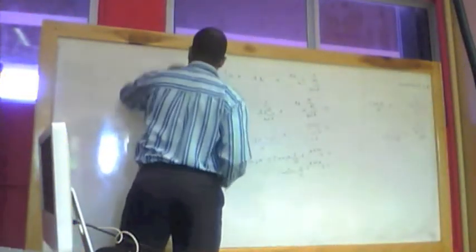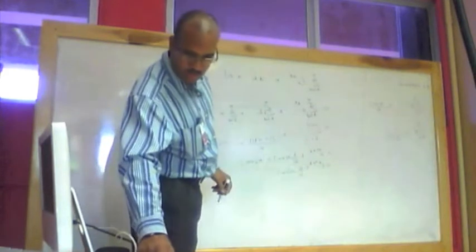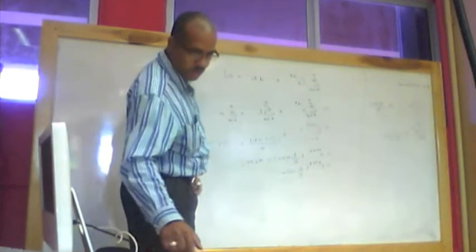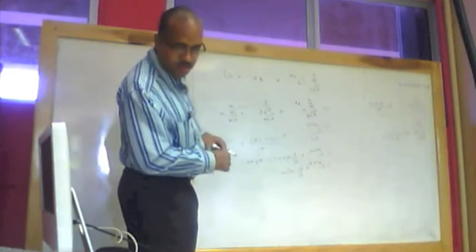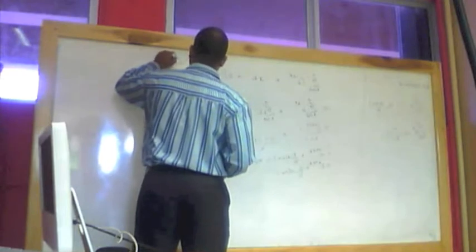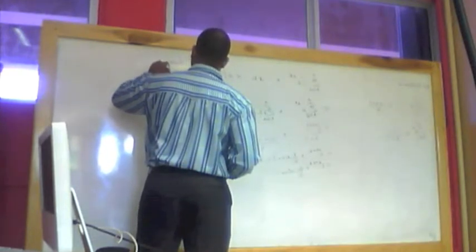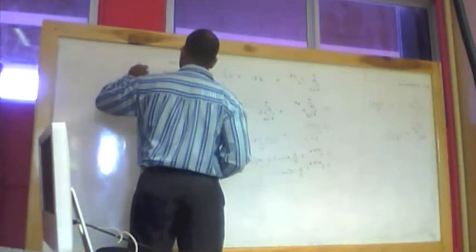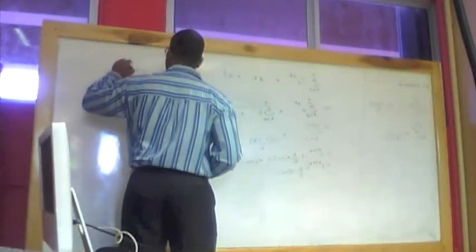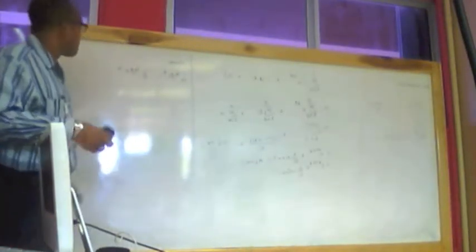For the next one, we're supposed to show that a to the log to the base n of b is equal to b to the log base n of a. And then we'll start that.